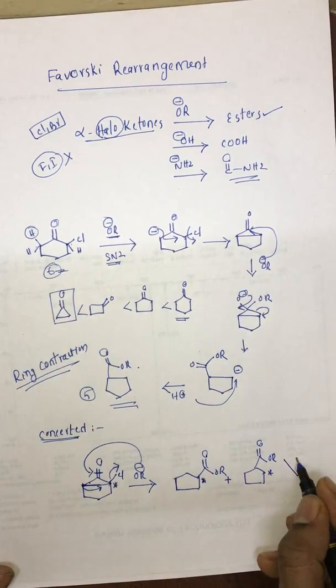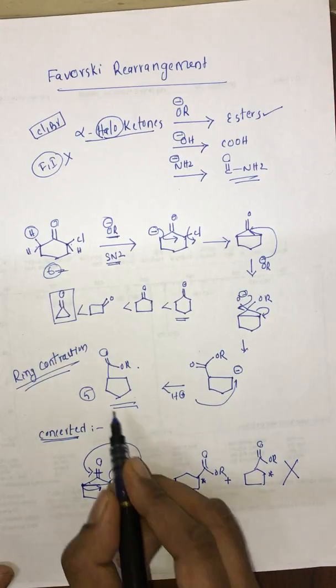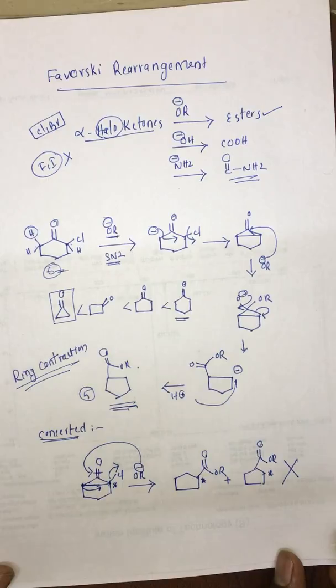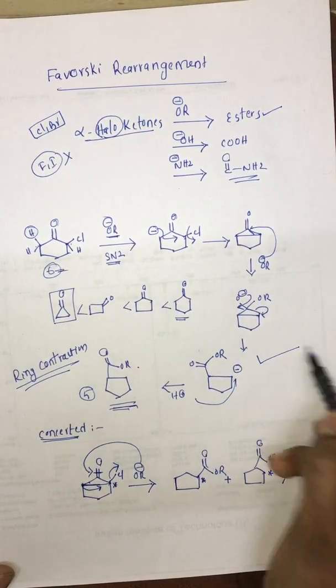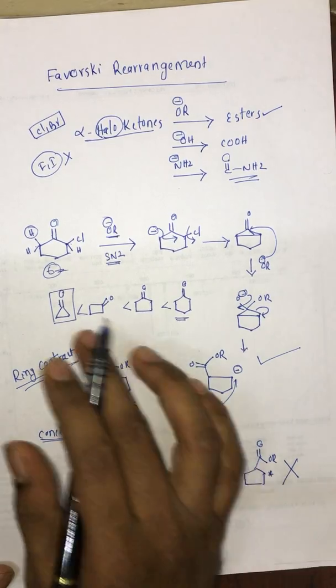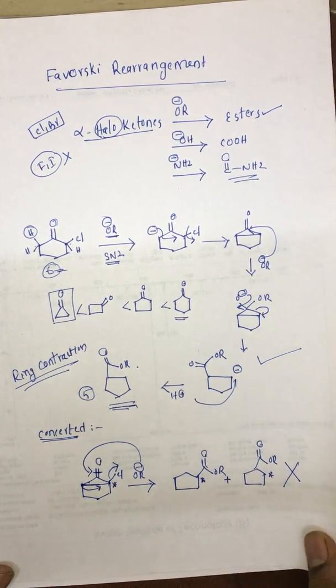But this concerted mechanism is ruled out because in the Favorskii rearrangement we get only one product, whereas in the concerted mechanism we are getting two products. So because of that, the earlier mechanism is acceptable compared to this. Then this is for the cyclic compounds, and we will see the mechanism for acyclic compounds.